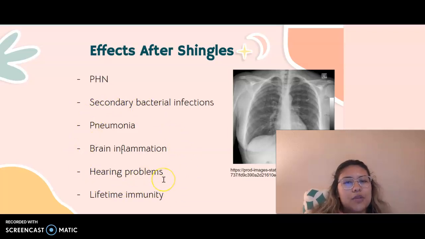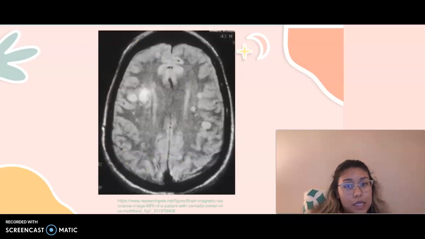So shingles, if it's on your face, you have an increased risk of that brain inflammation, the hearing problems, even vision loss. When it's closer to your torso, you have that increased risk of pneumonia. Also, it's unpredictable because shingles can disperse throughout your body. This image right here is of a patient who has herpes zoster virus, and they have the multifocal vasculopathy version, which affects small and medium-sized cerebral vessels. And this patient has infarctions, which is tissue death in their brain because of that.